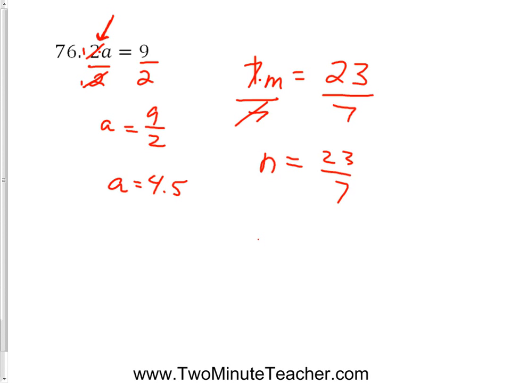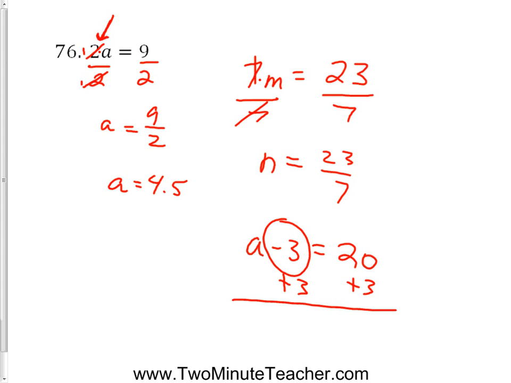Let's say it had been a minus 3 is equal to 20. Well, there's a simple one-step thing to do. I've got to get rid of the thing by the variable. This time, though, it's not being multiplied. This time it is being added or subtracted from. And how do I undo a minus 3? With a plus 3. If I do it to the left side of the equation, I've got to do it to the right side of the equation. And so I'd have a is equal to 20 plus 3 is 23.